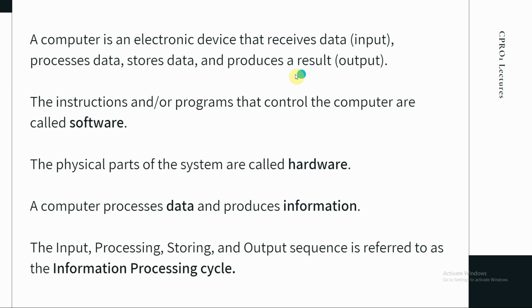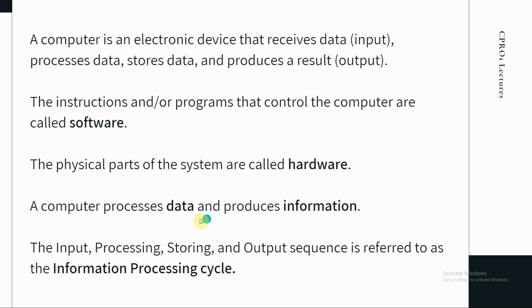So we need instructions and programs to control the computer, and under that category those are called our software. And the physical parts, as we assemble a computer system unit, we buy the motherboard, storage, wires, cables, hard disk. Those physical parts are called the hardware part of the computer.